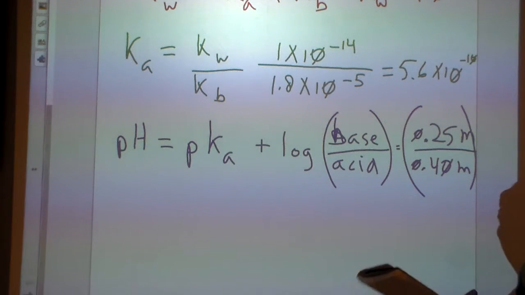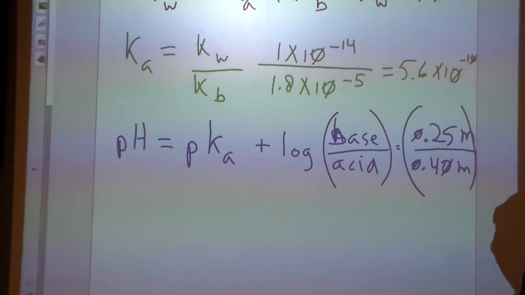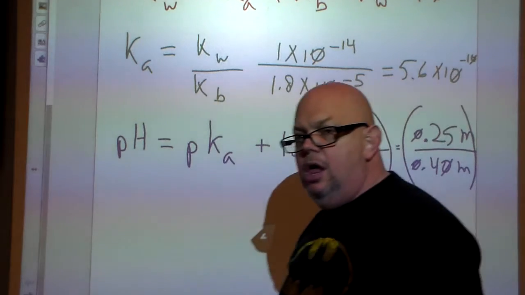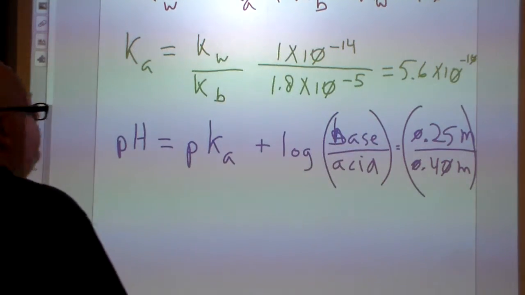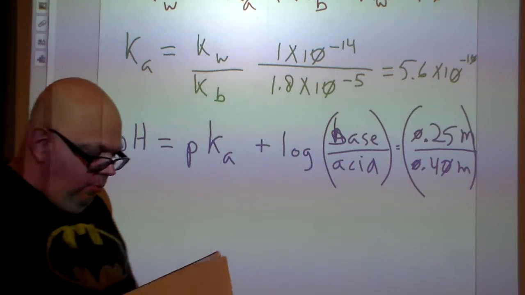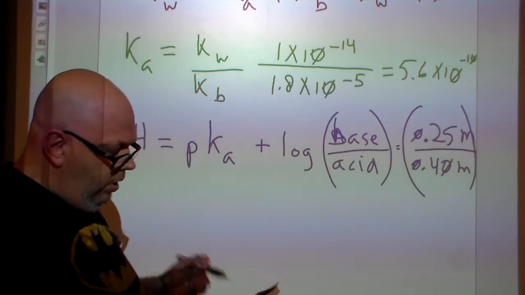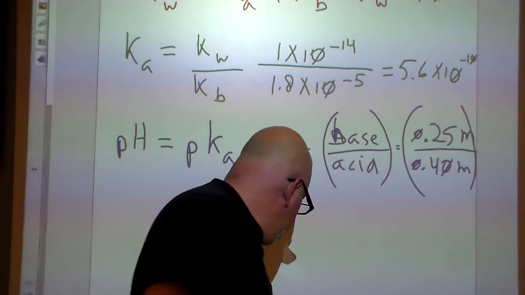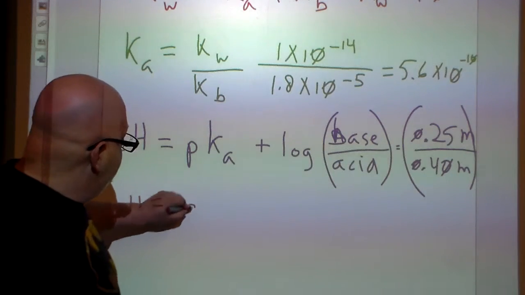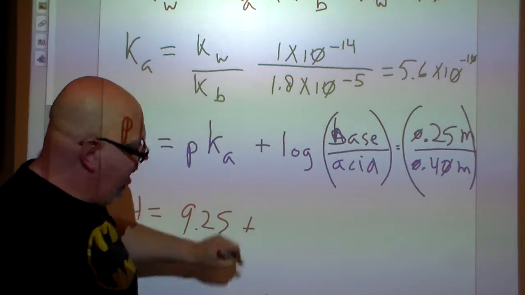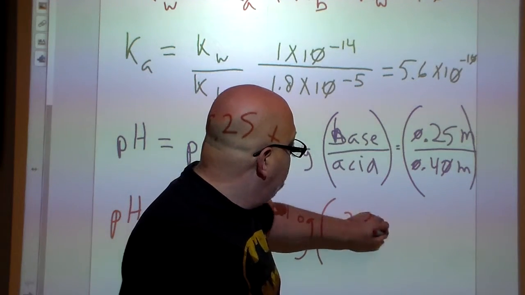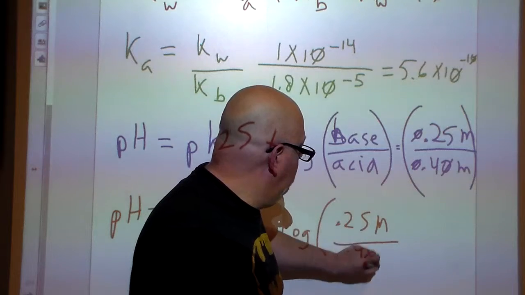What do we find about the pKa? Well, remember, you are taking 5.6 times 10 to the minus 10th. You're going to take the negative log of that, and that is going to give you your pKa. When you work that out, the pH is equal to 9.25 plus the log of 0.25 molar over 0.40 molar.